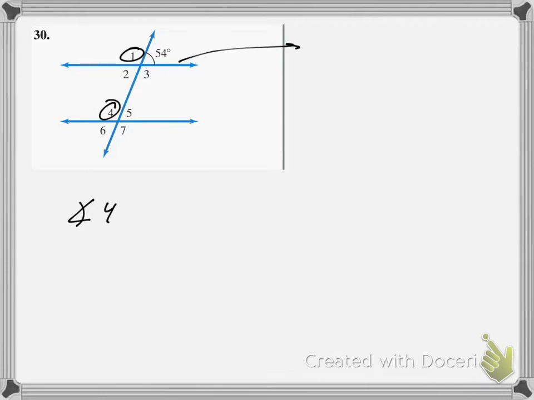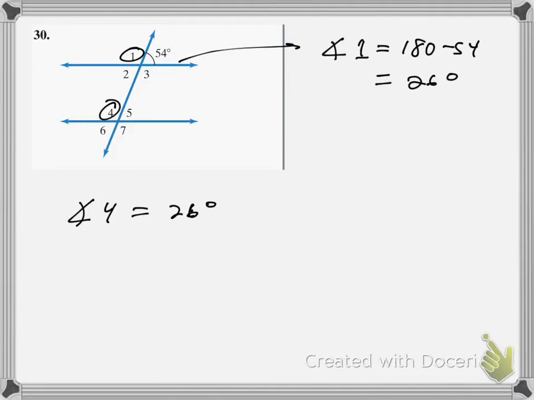Doing some more side work here, angle 1 is just 180 minus 54, because angle 1 and this 54 add up to get that line, which is 180. So if angle 1 is 180 minus 54, that would make it 126 degrees. So that's the same as angle 4.